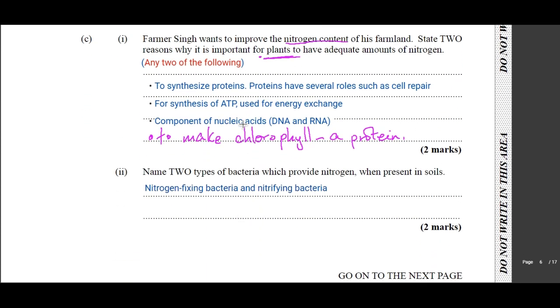2 types of bacteria which provide nitrogen when present in soils. Right? So we have nitrogen fixing bacteria and nitrifying bacteria. Notice present in soils. So we're not talking about the root nodule bacteria, not the bacteria you find in the nodules of legumes. All right? The ones in the soil.